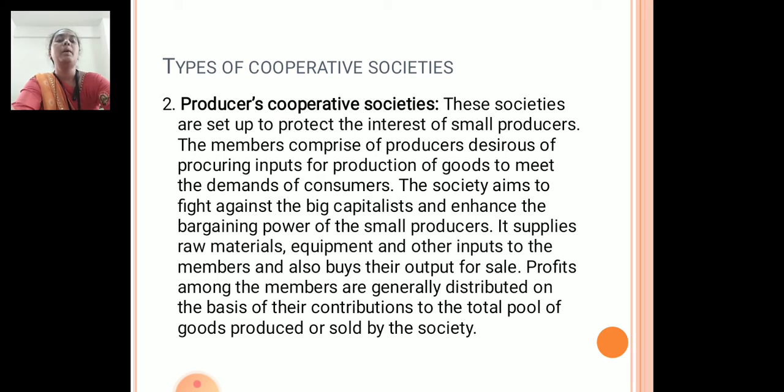Suppose there are 10 members in the society. One person has sold 10 products, the other person has sold 5 products. The person who has sold and manufactured more products will be getting more profits compared to the person who has produced fewer goods. So it depends on the pool of goods which is accumulated and sold by the society. Though it is sold by the society, the person who has given more of his products to that collection of goods produced, for that person the profits will be more. So that is the meaning of this sentence, children.